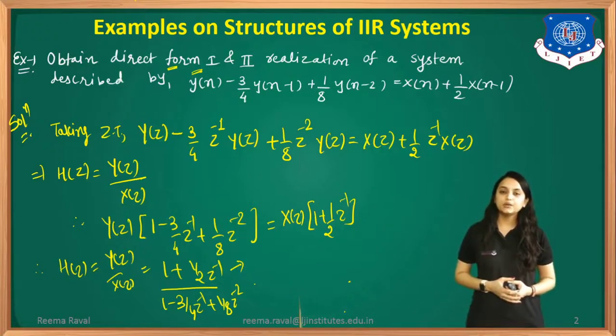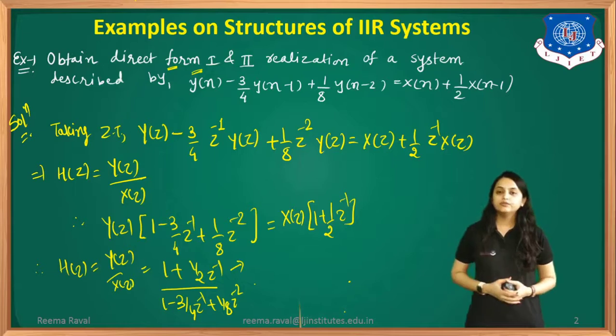How have we obtained this equation? We have obtained it from the system equation given to us. We know that if n minus 1 is there, it will give z raised to power minus 1. If n minus 2 is there, it will give z raised to power minus 2. Likewise, we have obtained the z transform.